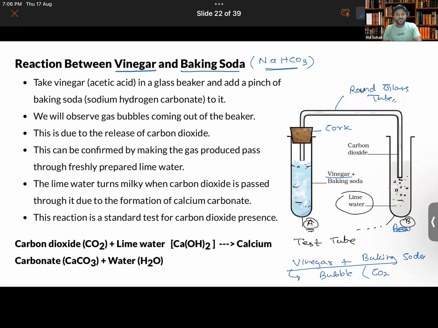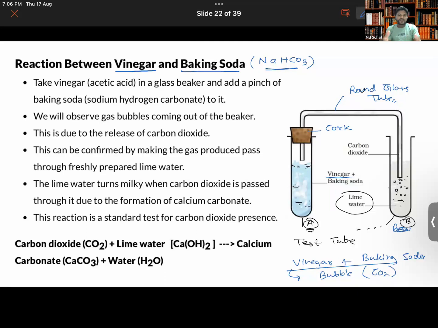So the bubbles that were coming out of the beaker were due to the release of carbon dioxide. The reaction between vinegar plus baking soda gives off bubbles because of the carbon dioxide formed there. Now the question of this activity is: how do we confirm that this gas which is evolving is actually carbon dioxide? It is a property of carbon dioxide gas that whenever it passes over lime water, it turns the lime water milky. So that is the test for carbon dioxide.